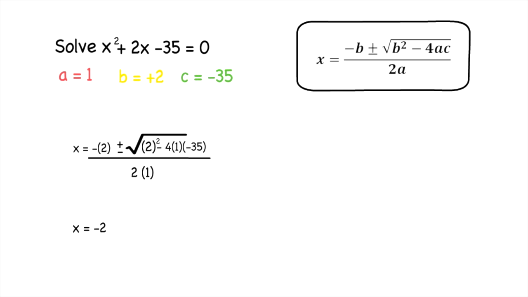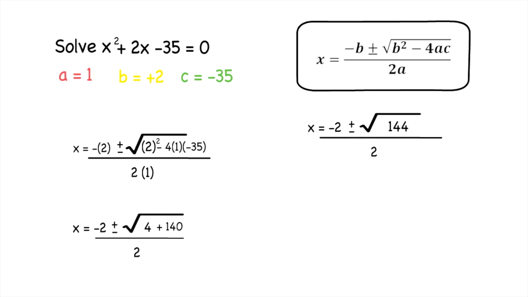And then I'm going to start to simplify. So 2 squared is 4. And a negative 4 times 1 times a negative 35 is positive 140. And on the bottom, 2 times 1 is 2. Then I'm going to simplify further by adding 4 and 140, and that makes 144.